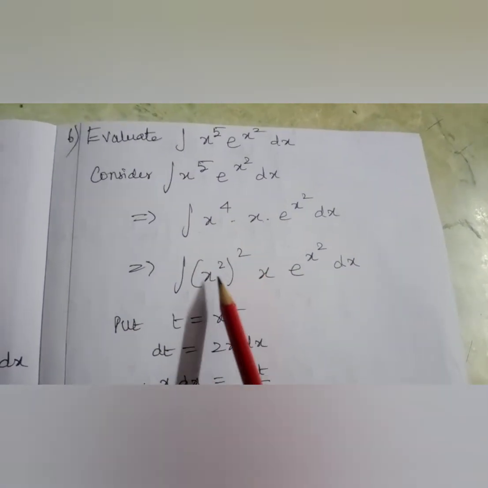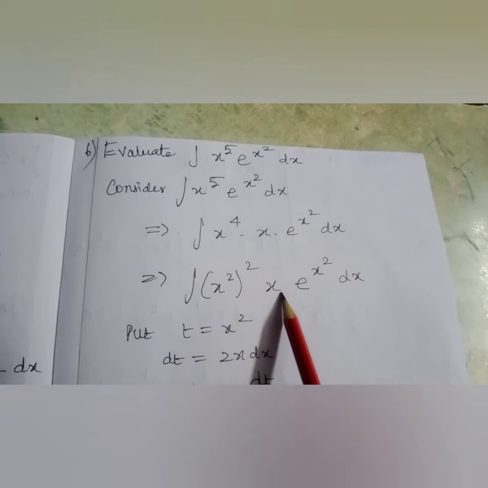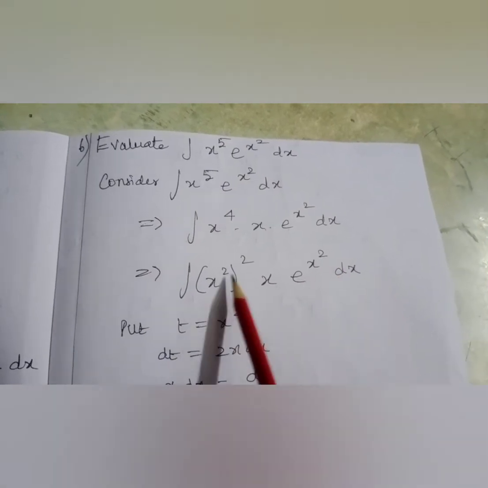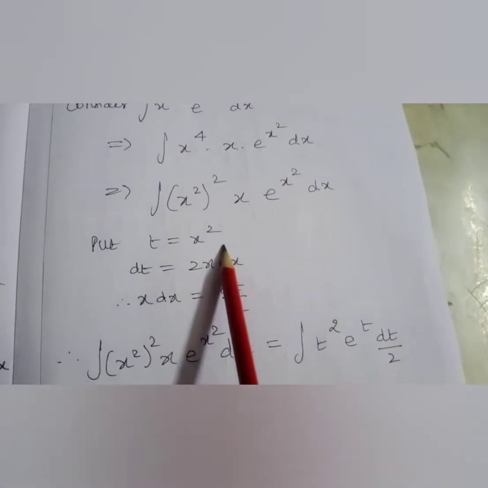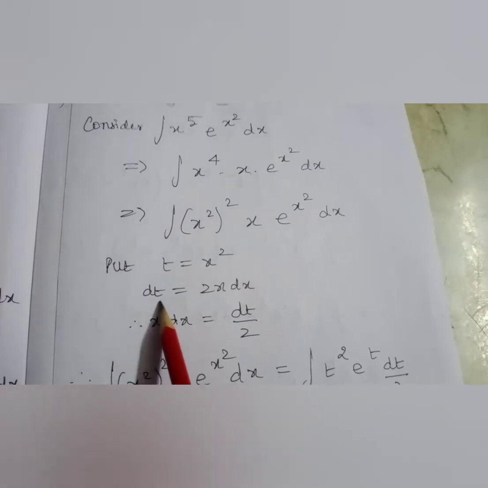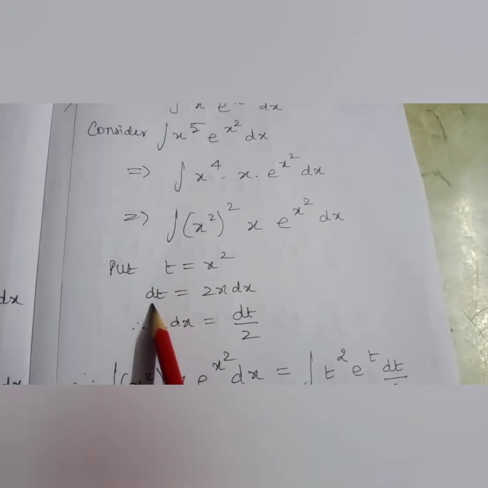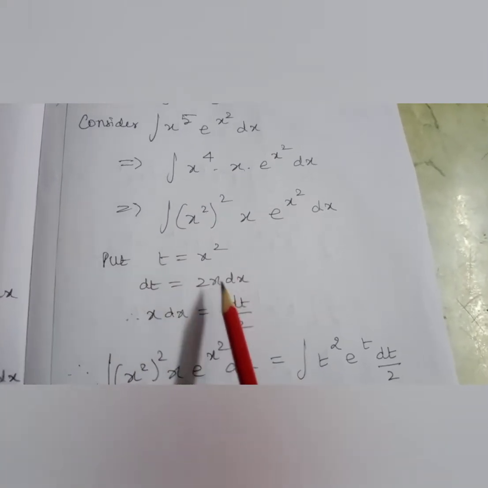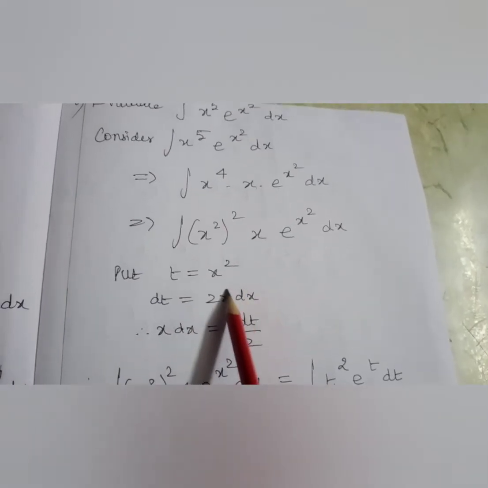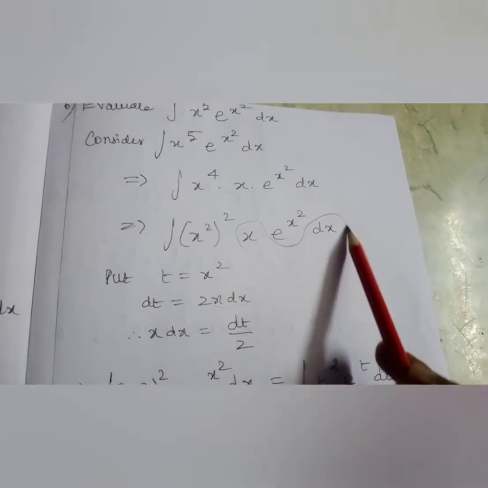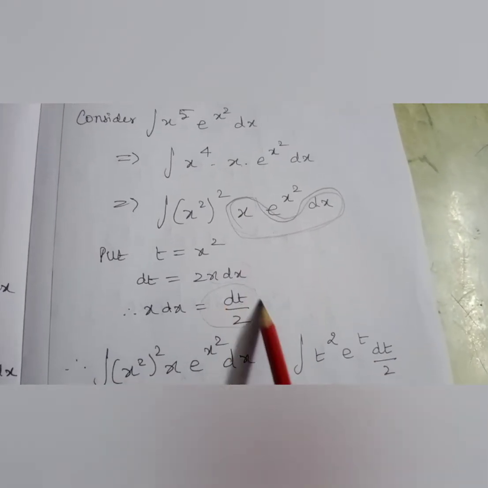Again x power 4 I'll write as x square the whole square into x into e power x square dx. Now I'll substitute x square as t. So my dt, that is I'm differentiating t, I'll get dt, and differentiating x square I'll get 2x dx. So in the place of x dx, because here I'm having x and dx, I can write it as dt by 2.